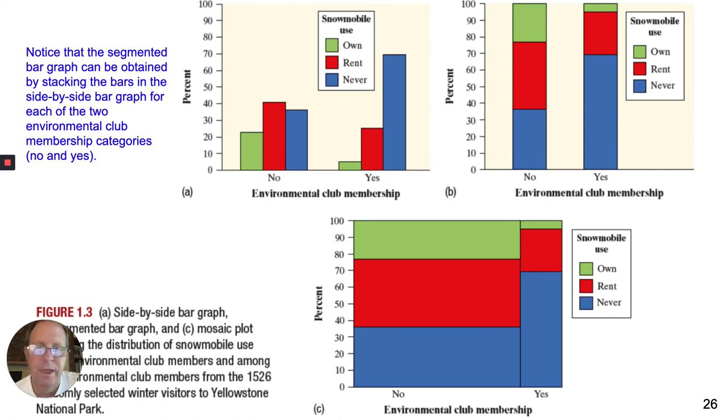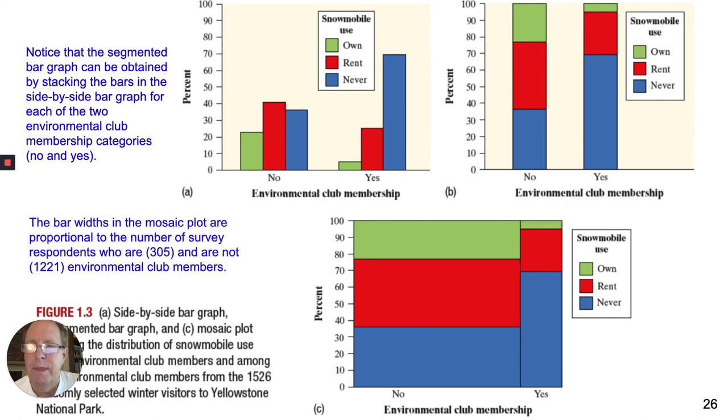Now, the mosaic plot is the plot that's on the bottom there. In the mosaic plot, the bar widths are proportional to the number of survey respondents who are environmental club members and who are not environmental club members. So remember, most of the respondents were not environmental club members and fewer were. So the column for the not is much larger. That is a mosaic plot.